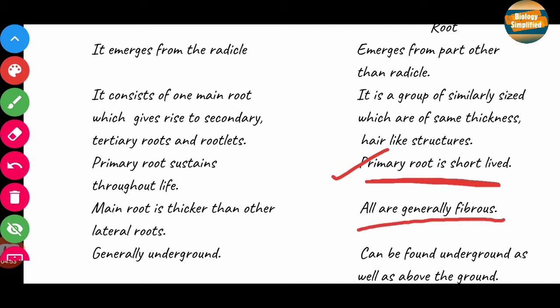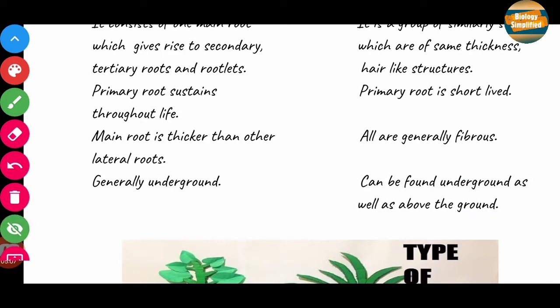All the adventitious roots are generally fibrous. They are fiber-like, hairy structures, so they are generally fibrous. So they are also known as fibrous roots. They can be found underground as well as above the ground. This is important. This distinguishes them from taproots, as taproot is generally found underground, but adventitious root can be found above the ground also.